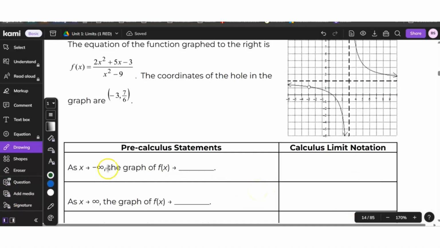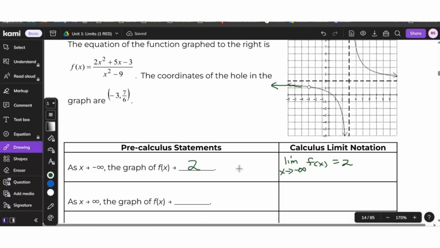So as x approaches -infinity, the graph of f of x, so if we think about this, as we approach -infinity, we'd go this way, right? What would we get close to? 2. The horizontal asymptote, right? In calculus, what we would say is the limit as x approaches -infinity of f of x equals 2.